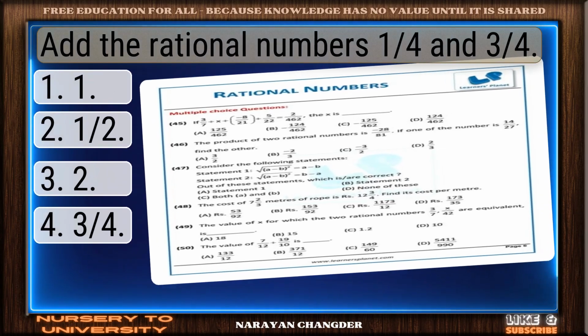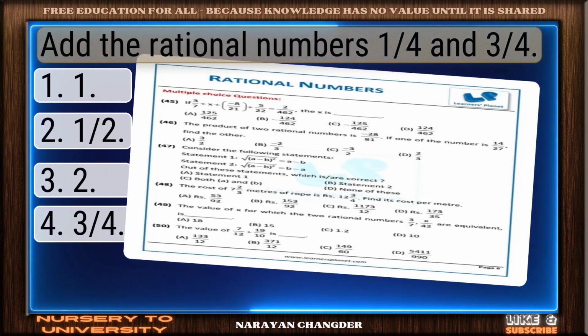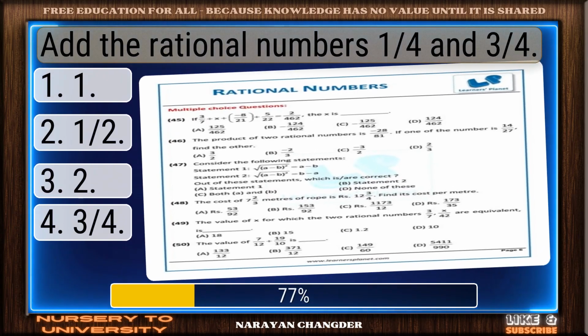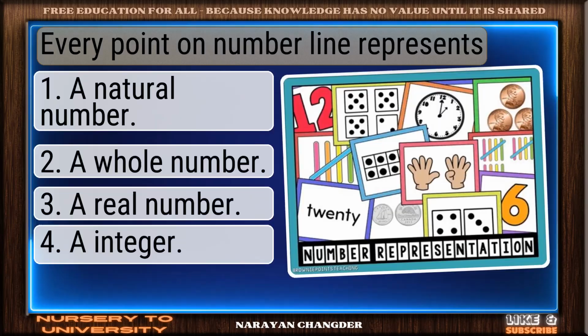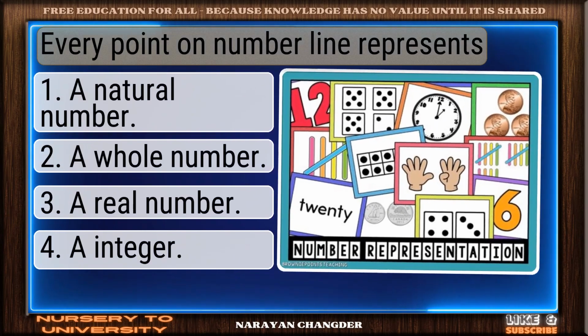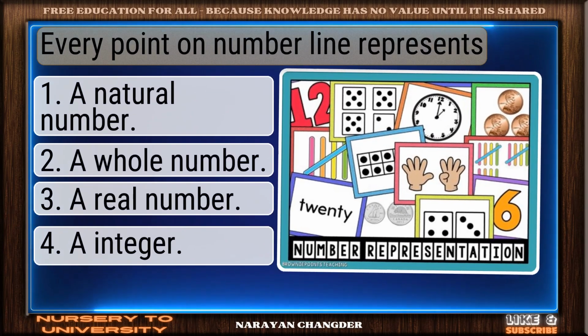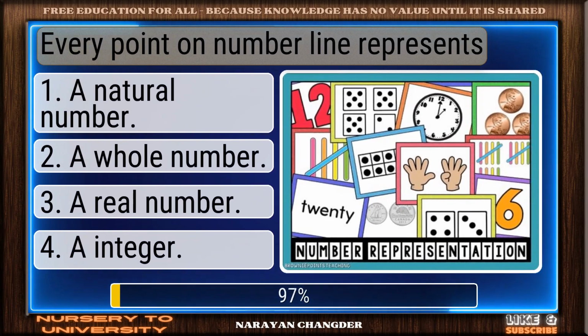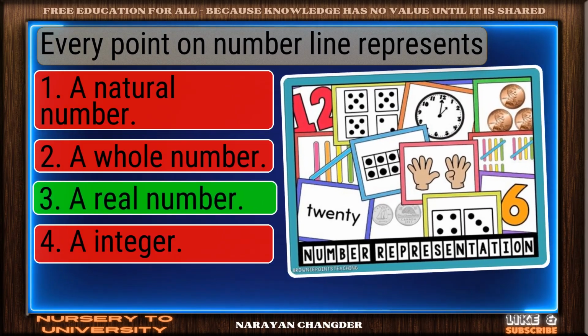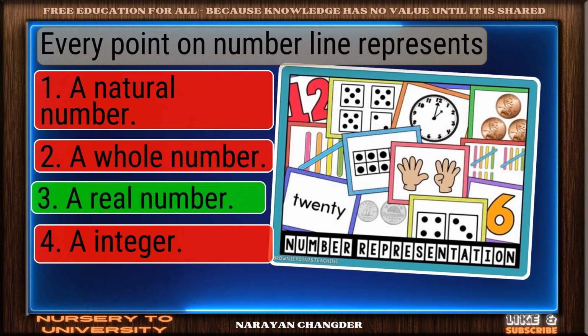Question number 64. Add the rational numbers 1/4 and 3/4. Good thinking. 1 is the right answer. Question number 65. Every point on the number line represents? Solid response. A real number is a valid choice.